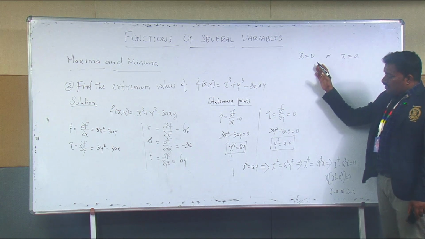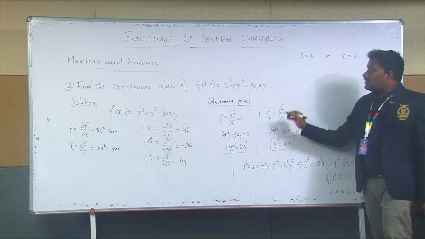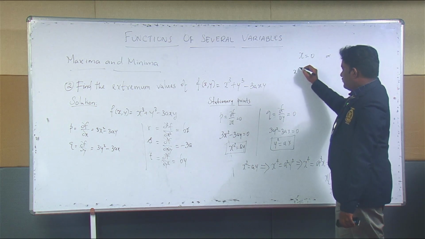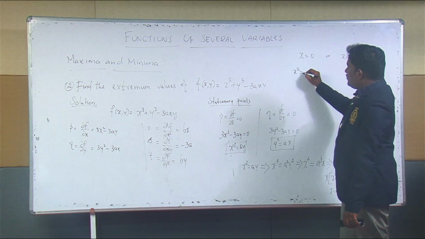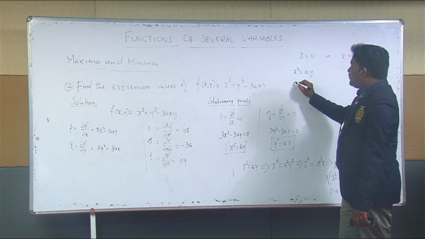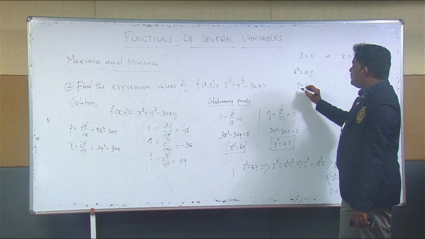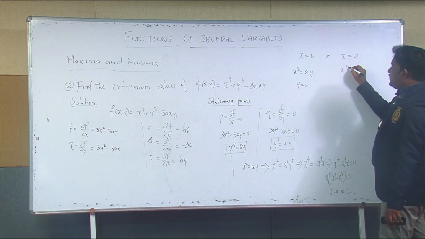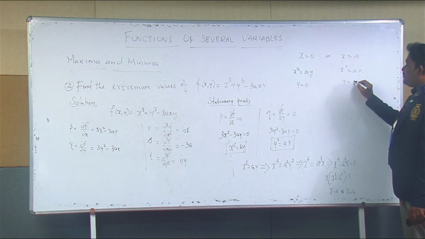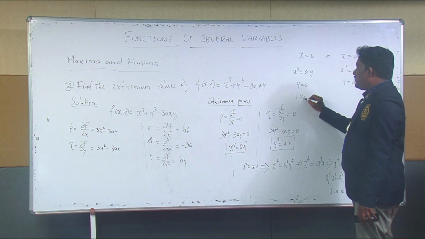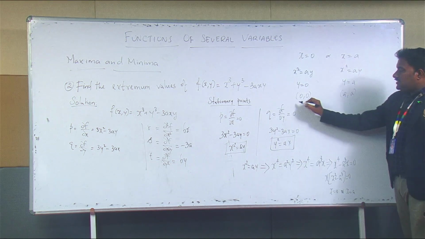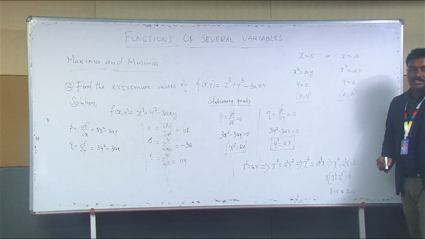So you replace this value in any of the equations. So x = 0 means y also will become 0, and here I replace. If I replace a, again y will become a. So the points are (0, 0), and here we get (a, a). Okay, so these are the stationary points we get.